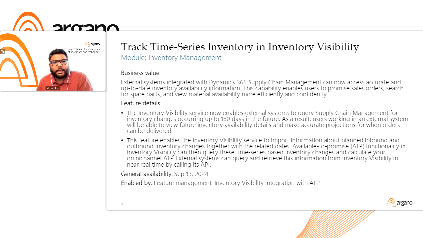The general availability is September 13, 2024, and this is enabled in feature management. The feature name is Inventory Visibility Integration with ATP.